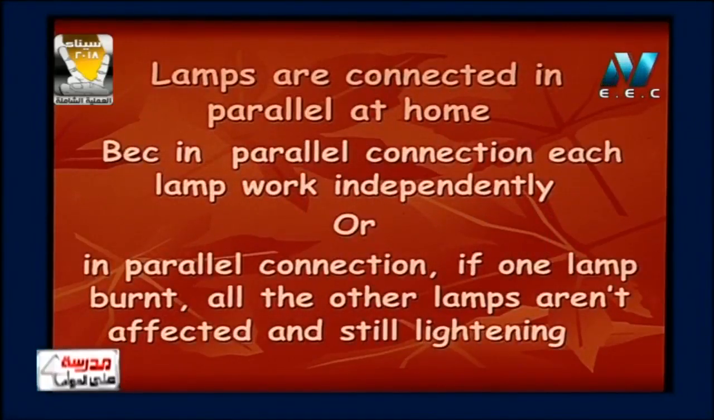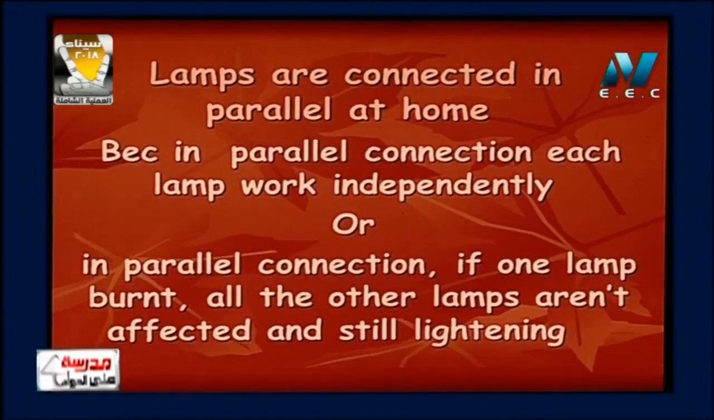Also another question: lamps are connected in parallel at home because in parallel connection each lamp works independently. سؤال قلنا اكتر مره النهارده وكتبناه كمان مع بعض. ليه بوصل لمبات في البيت بشكل parallel؟ لان كل لمبه هتشتغل بشكل independently مستقل. او اجابه ثانيه because in parallel connection if one lamp burned لو في لمبه اتحرقت all the other lamps still working. All the other lamps aren't affected and still lighting. لو في لمبه اتحرقت او اتفكت او حصل لها اي عطل باي سبب باقي اللمبات ما بتأثرش خالص and still lighting تستمر في الإضاءة. وده اللي بيخلي دايما البارallel connection مفضل عن serial connection at home.